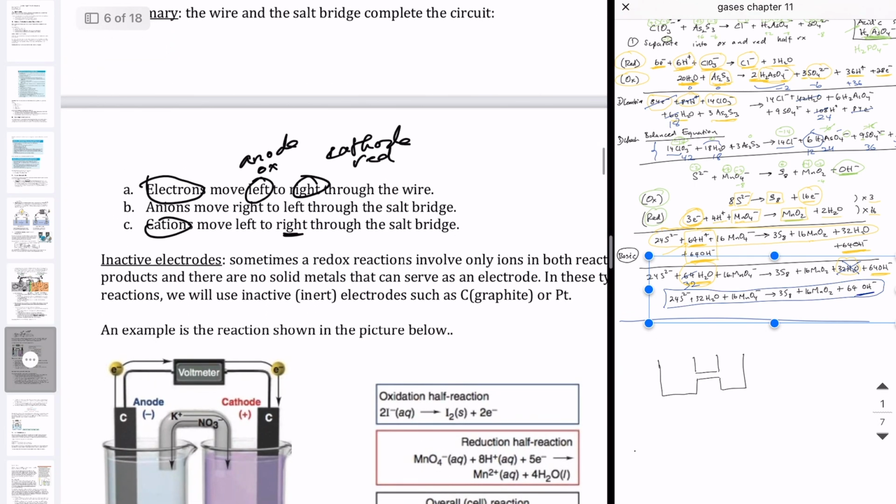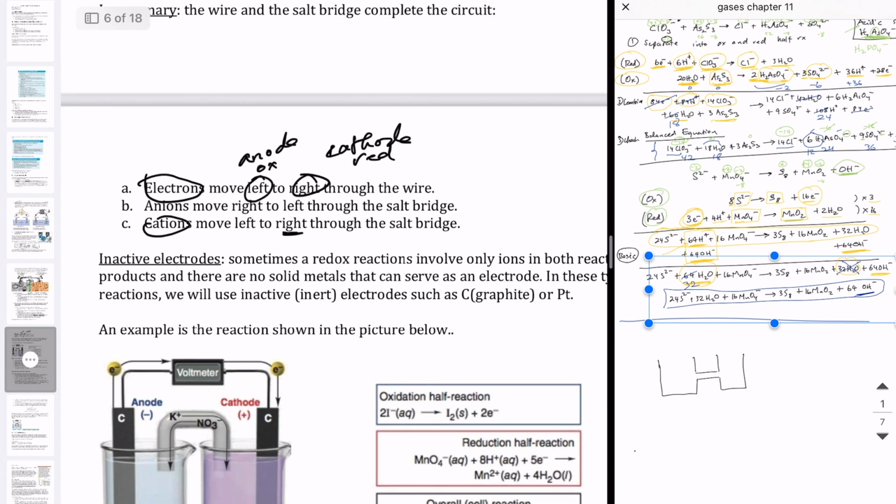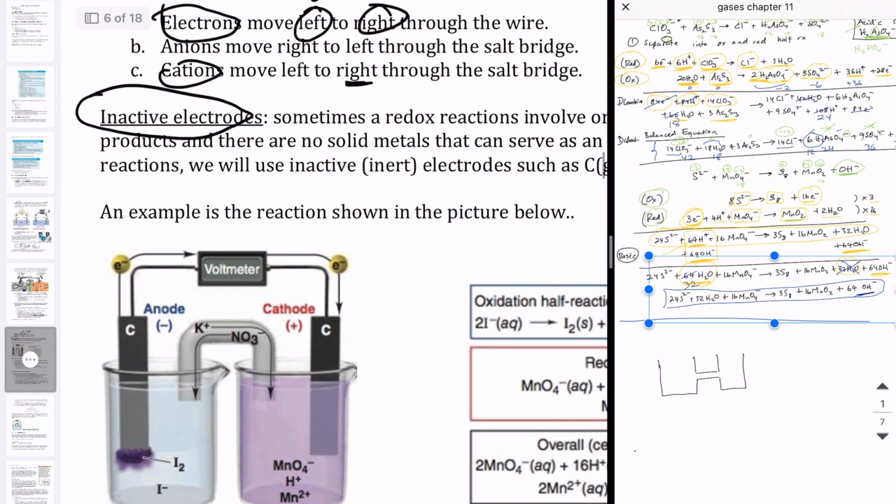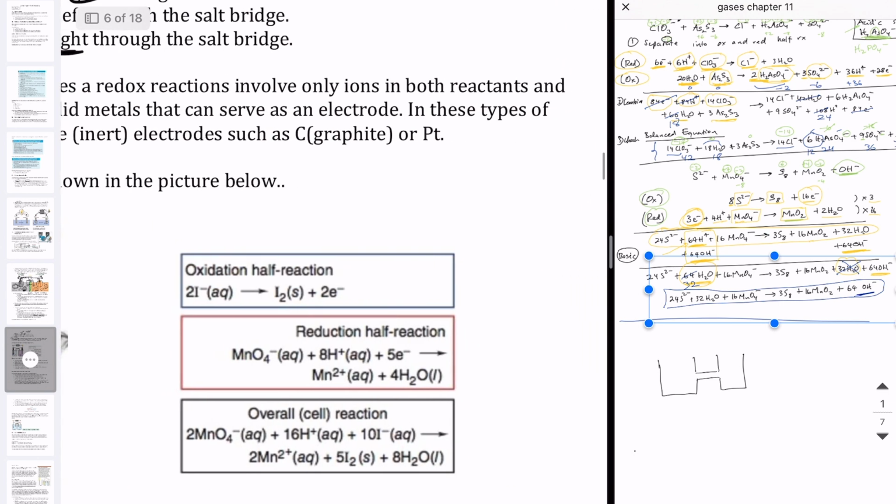All right, as I said earlier, sometimes we can have electrodes that are not actually involved in the redox reaction itself. It's just providing a path for the electrons to flow. Those are called inactive electrodes. So here's an example. In this particular redox reaction, the oxidation is from iodide going to iodine. The reduction is permanganate ion going to manganese 2.